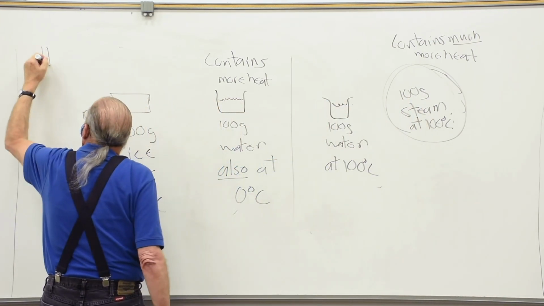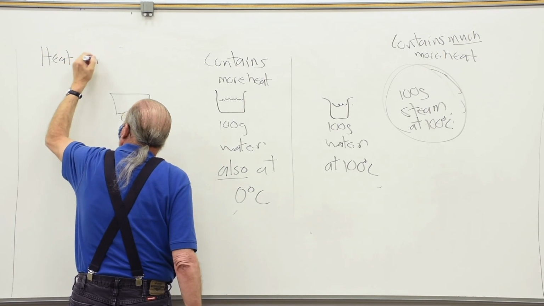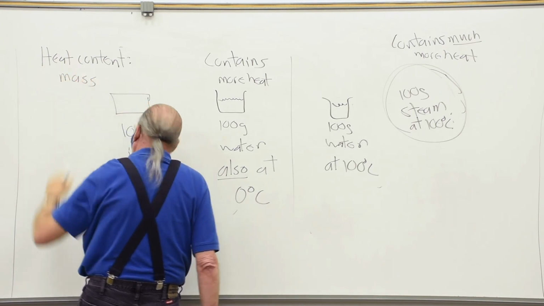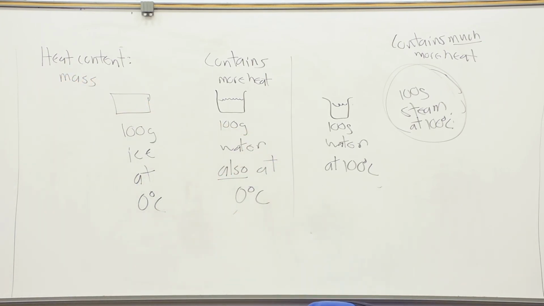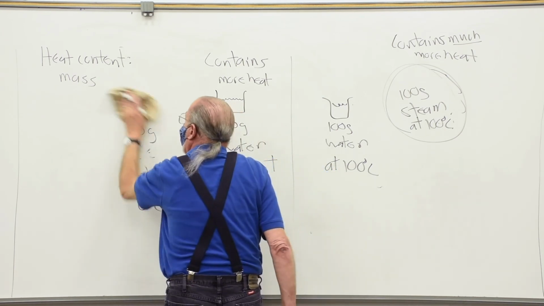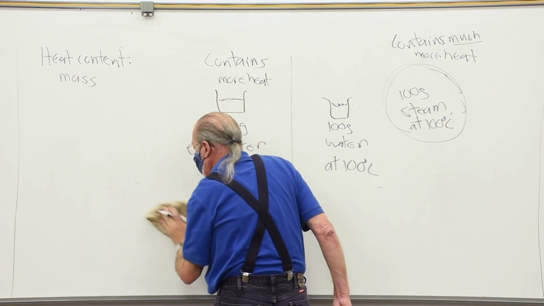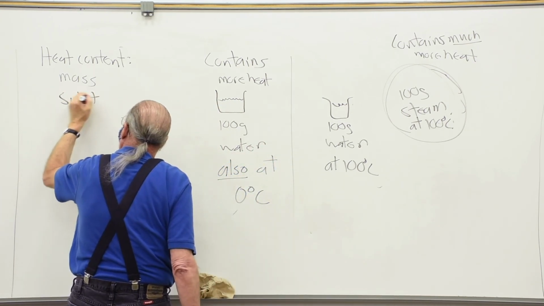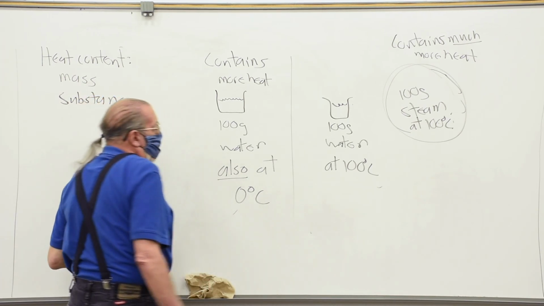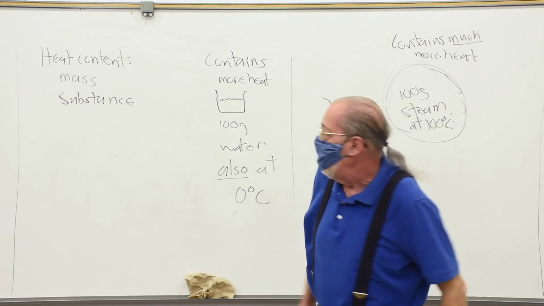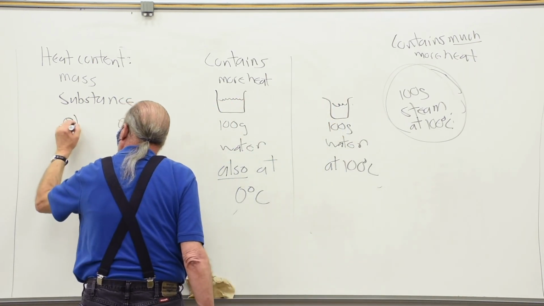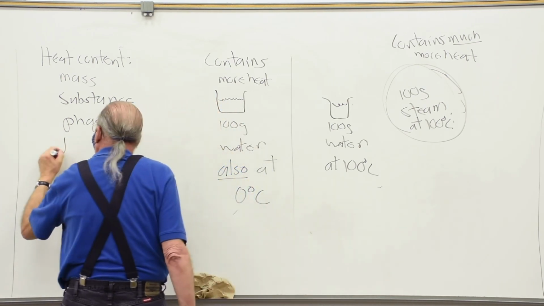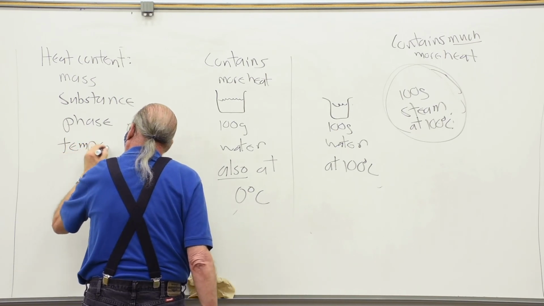Let's just finish that. Heat content depends on the mass. How much mass is there? Obviously, more mass, everything being the same, means more heat. It depends on the substance. Is it aluminum? Is it water? Is it steel? What is it? It also depends on the phase. Is it a solid, liquid, or a gas? And it also depends on the temperature.